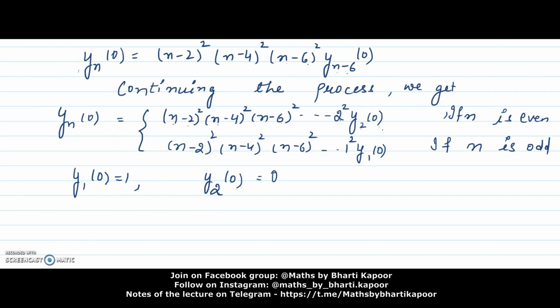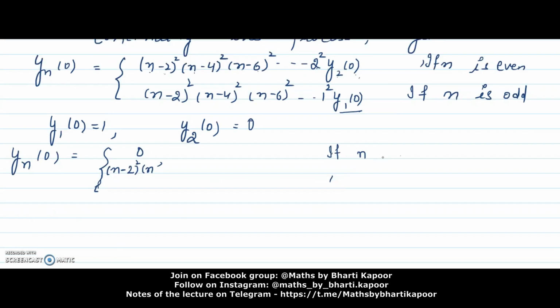Now using these two values over here, we will get yn(0) is equal to 0, because it depends upon y2(0), which is 0. So ultimately this term will be 0 if n is even.